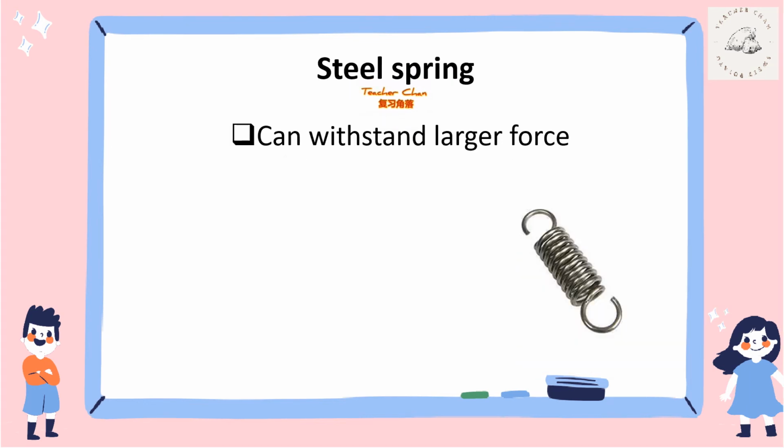Steel spring. The material to build a spring with a large spring constant usually is steel. Steel spring is stiffer, so it can withstand larger force.